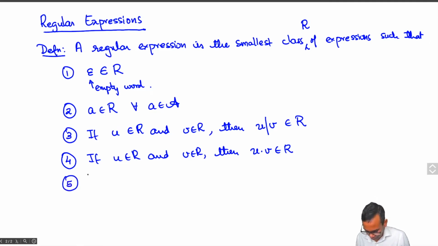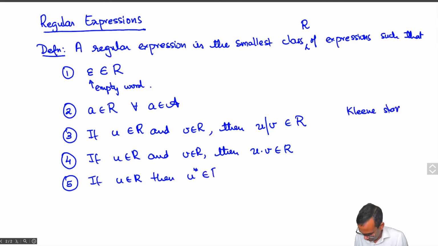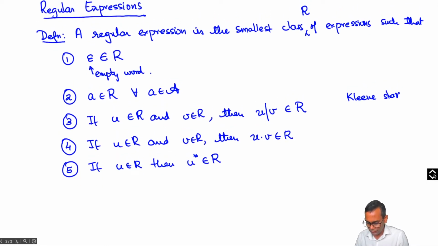And finally, if u belongs to R, then u star, this is called the Kleene star, named after the mathematician Kleene who introduced this. And what this is supposed to mean is sequences of words, that is, you just take a word which is in R and repeat it many times. So I'll come to that more formally in a moment. So what does it mean for a word to match a regular expression?